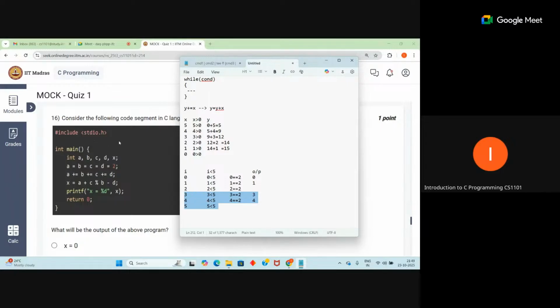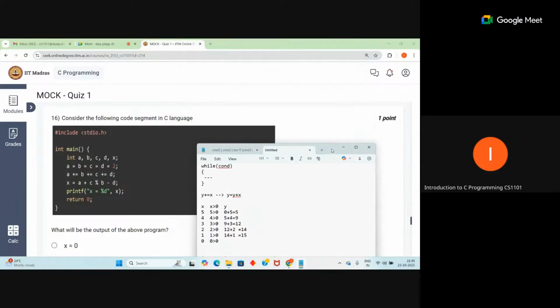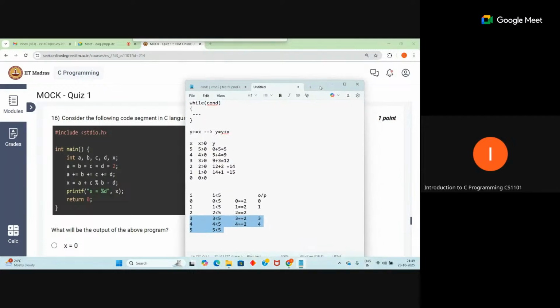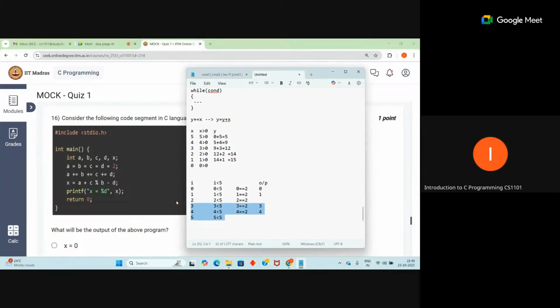Okay. So consider the following code segment in C language. A, B, C, D, X are given. This is called multiple initialization at once. That means A value will be initialized with 2, B value will also be initialized with 2, C value will also be initialized with 2, D value will also be initialized with 2.